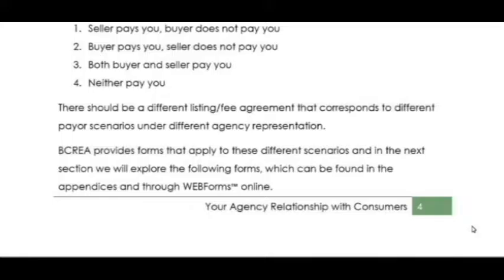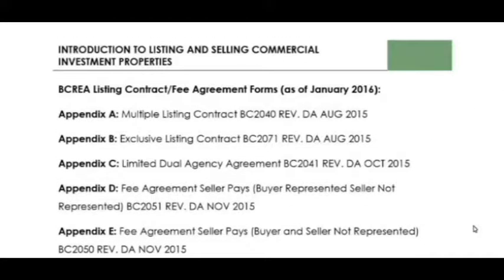BCREA provides forms that apply to these scenarios, and in the next section we will explore the following forms, which can be found in the appendices and through web forms online. BCREA listing contract fee agreement forms as of January 2016. Appendix A. All right, and here's a list of all the different forms.